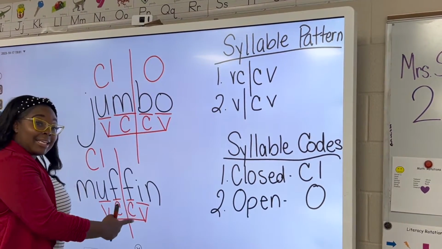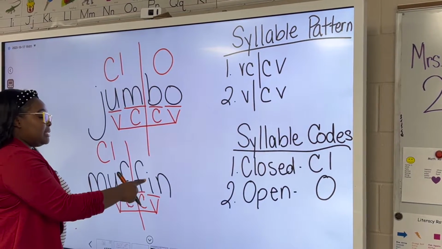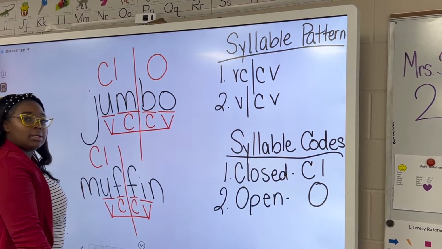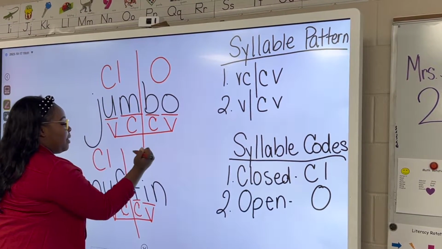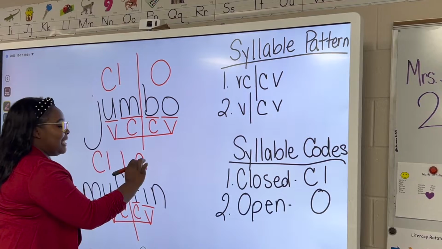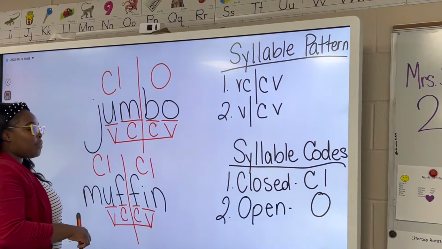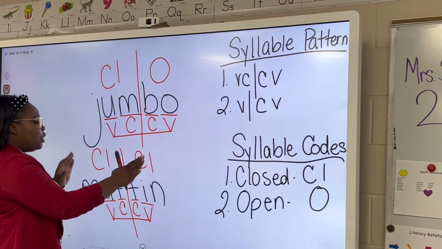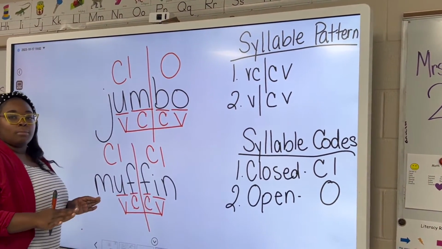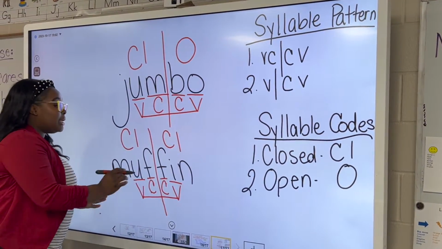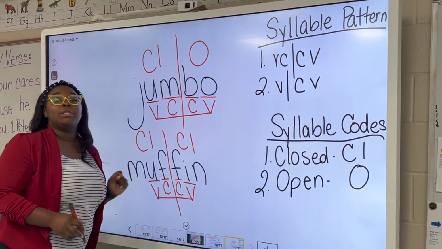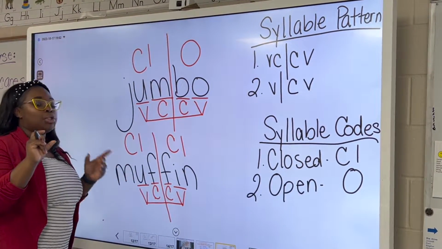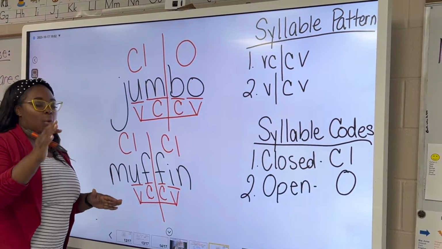I'm going to find my next vowel. It's the I. Is the I followed by a consonant? Yes, it is. So I'm going to code it. Let me move that up out of the way. I'm going to code it CL, okay? So what I'm going to do now, I see that I have two closed syllables. Two closed syllables. So I'm going to look at my vowels. My vowels are going to be short vowel sounds. This is going to help me be able to read this multisyllabic word.